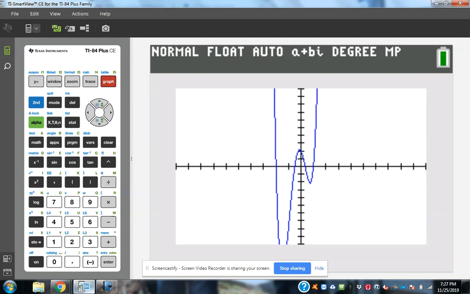What's this place right here? -2. Is -2 in our list? Okay? What's this place right here? +1. Is +1 in our list? Yeah. Now, what could this place be?